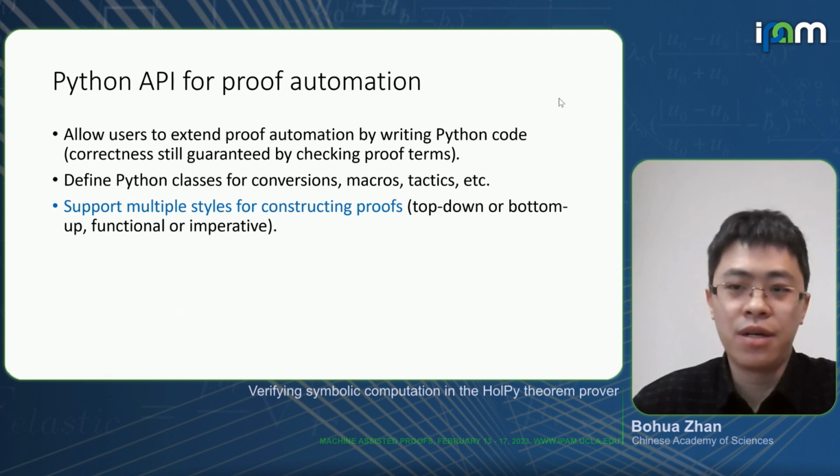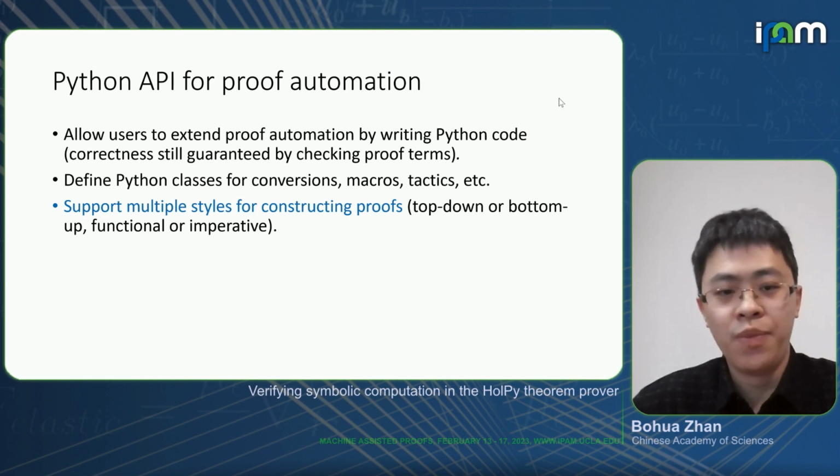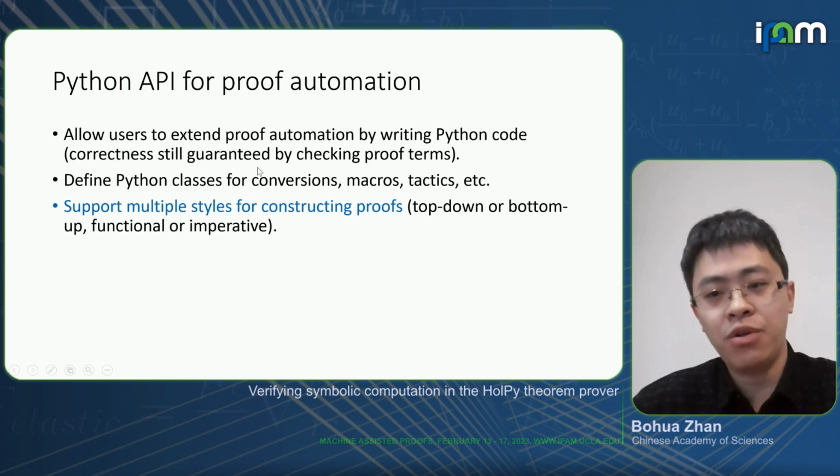The other point that I do want to take some time to mention is the Python API for writing proof automation. The user can extend the tool with new proof automation by writing Python code, but we still follow what is called the LCF architecture for designing interactive theorem provers. So the correctness of the tool does not depend on the proof automation code that the user wrote. It is still guaranteed by checking the proof terms either internally or by third-party tools.